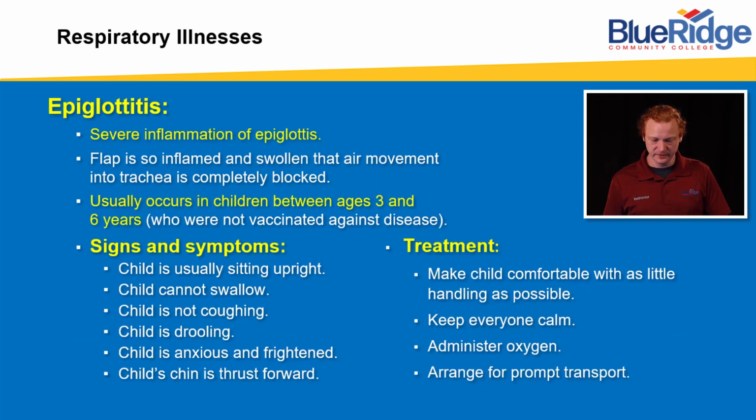Epiglottitis is severe inflammation of the epiglottis. The flap is so inflamed and swollen that air movement into the trachea is completely or almost completely blocked. It usually occurs in children between ages 3 and 6 who are not vaccinated against this disease. Signs and symptoms: the child is usually sitting upright and cannot swallow. They are not coughing, but they are drooling, and are anxious and frightened. The chin is usually thrust forward.